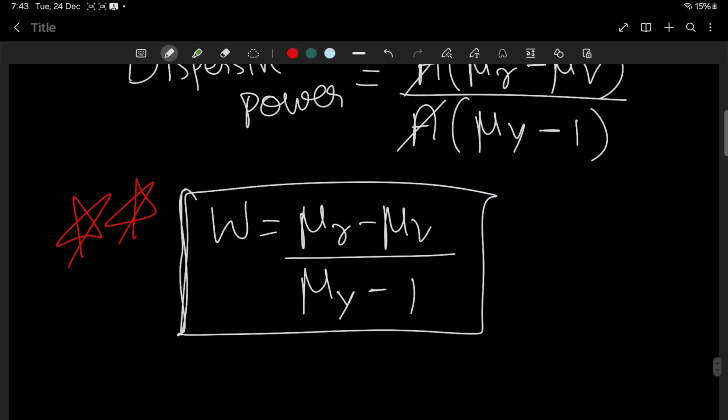Next part we will be coming up with curved surface refraction, that is lenses, etc. Okay, thank you.